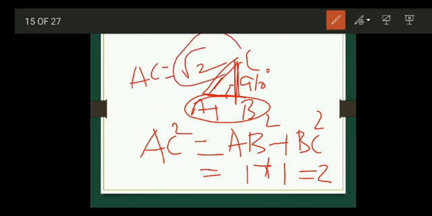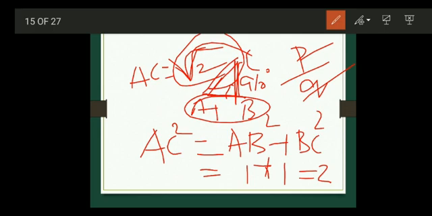Is root 2 a rational number? So what is meant by a rational number? A number which can be written in the form p by q, where p and q are integers. Is root 2 an integer? This is not an integer. So root 2 is not a rational number. Fine.